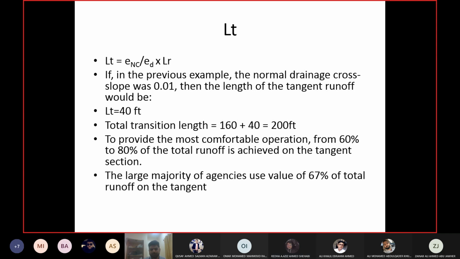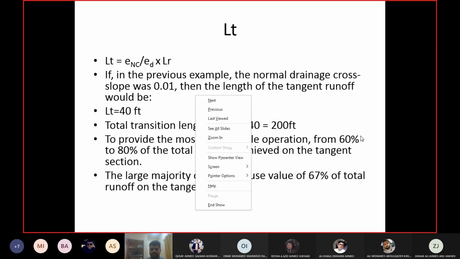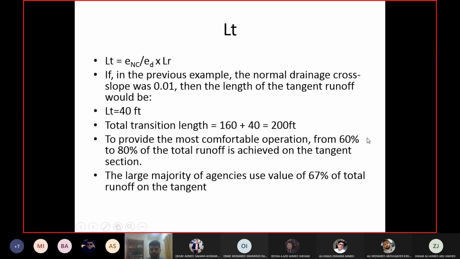Okay, now answer my question. See how quickly I answered your question. You should answer my question with the same speed. My question was, if they are saying 60 to 80% of runoff should happen on the tangent, then where should this tangent runout length happen? On the tangent or on the curve? Where are we supposed to change the normal slope to flat? On the tangent or on the curve?